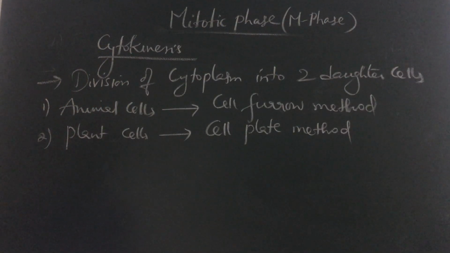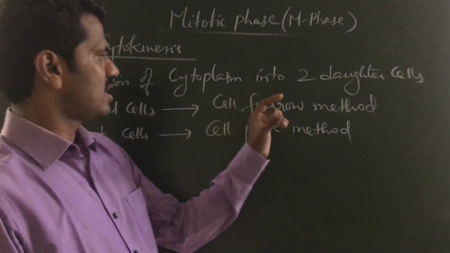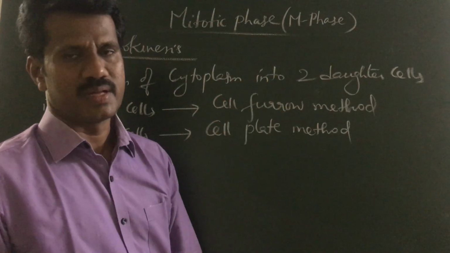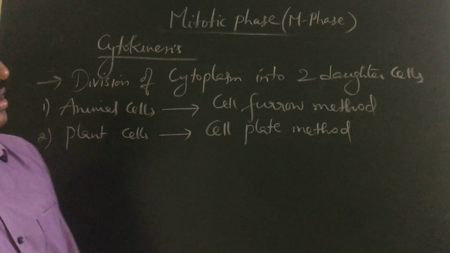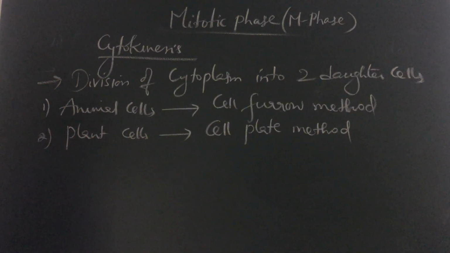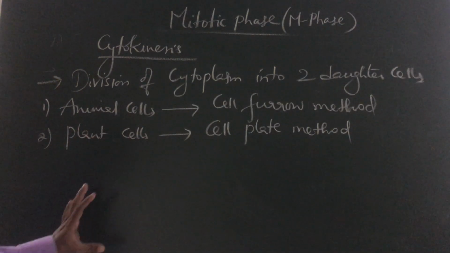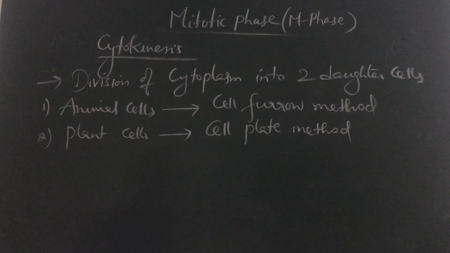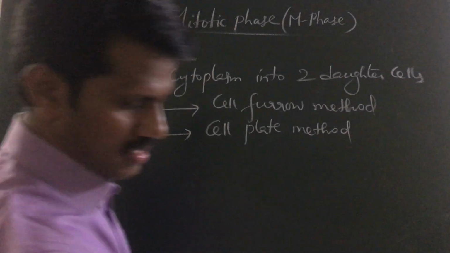Okay. So in the next class, we will see in detail about the cell-furrow method and the cell plate method. So then you can clearly understand how cytokinesis takes place, and finally we have to discuss the significance of mitosis. Okay, right.